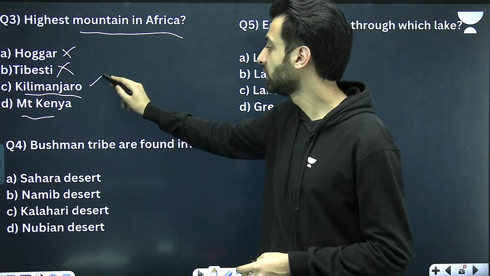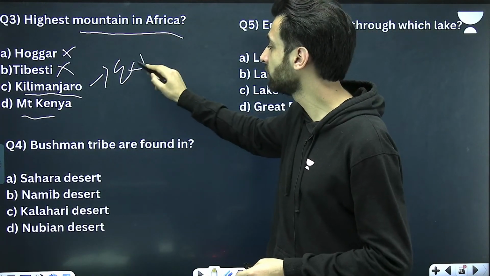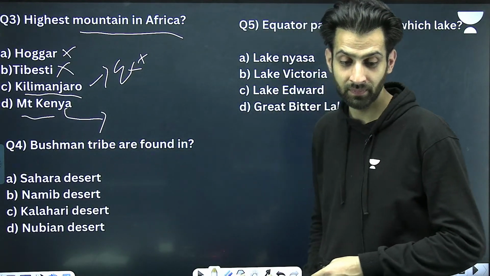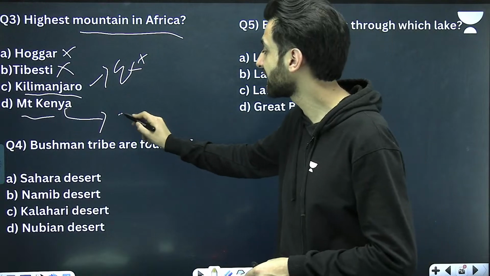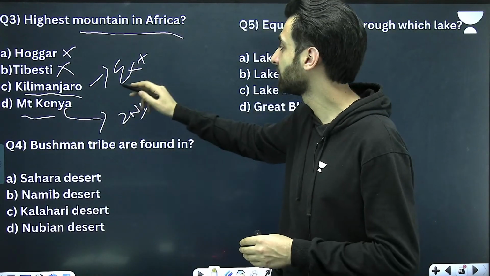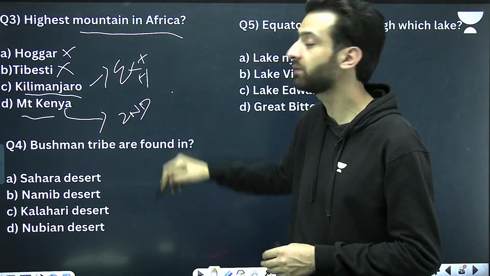As I already told you, this is an extinct volcano. This Mount Kenya is the... Yes, Zainab, you are right. This is the second highest peak. I mentioned it there. This is the second highest peak, and Mount Kilimanjaro is the highest peak of Africa.